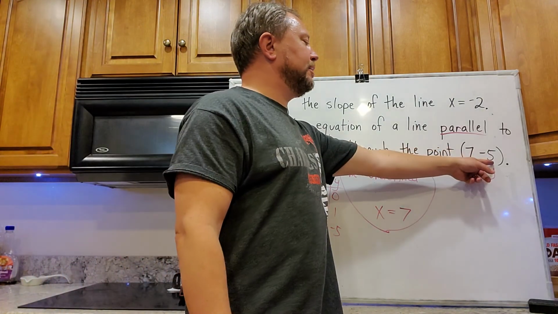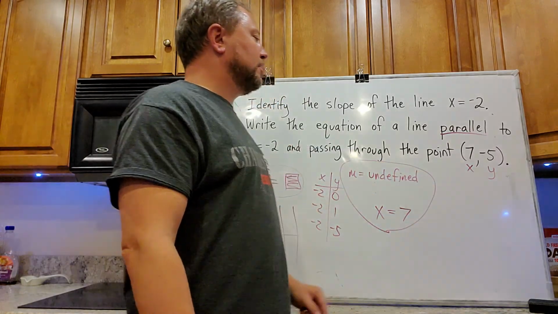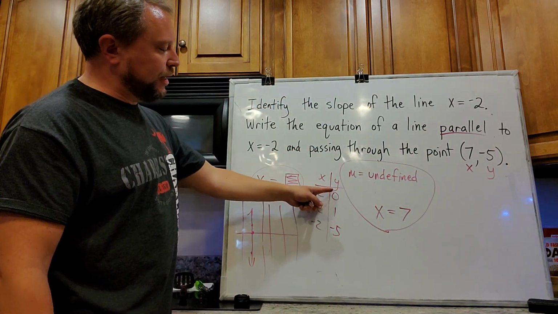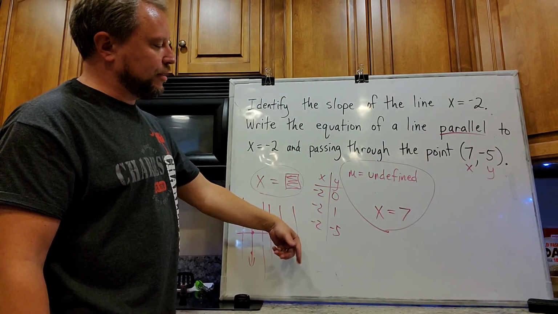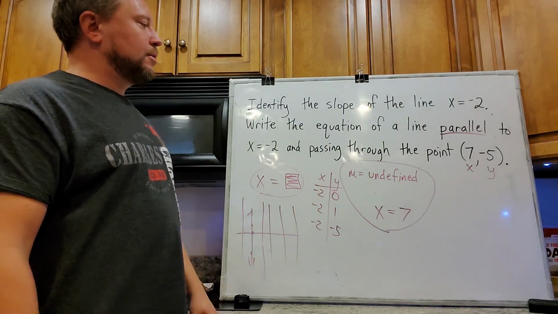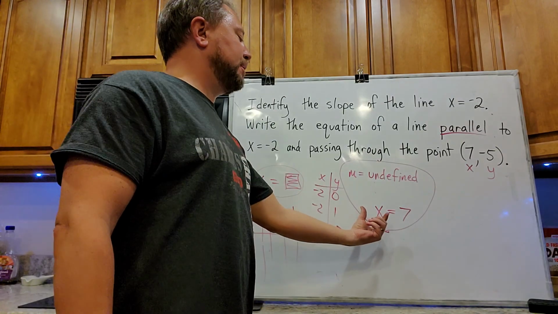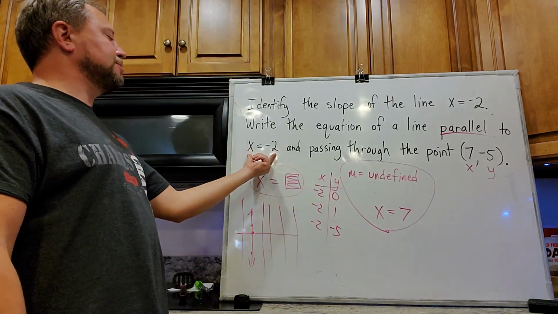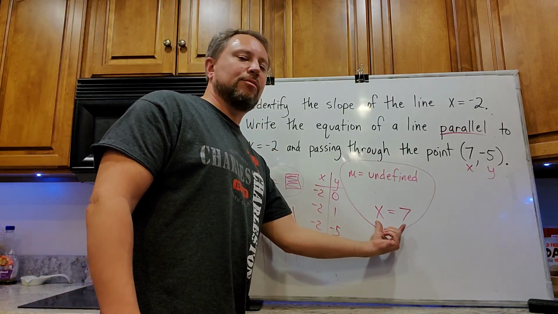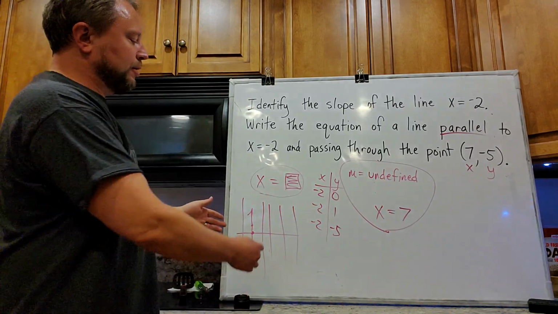You don't need the negative 5. That's the y value. Remember, the y values can be anything: 0, 1, negative 5. So it's just the x value you steal from this point and put in a new equation. Instead of x equals negative 2, we have x equals 7. But they're guaranteed to be parallel.